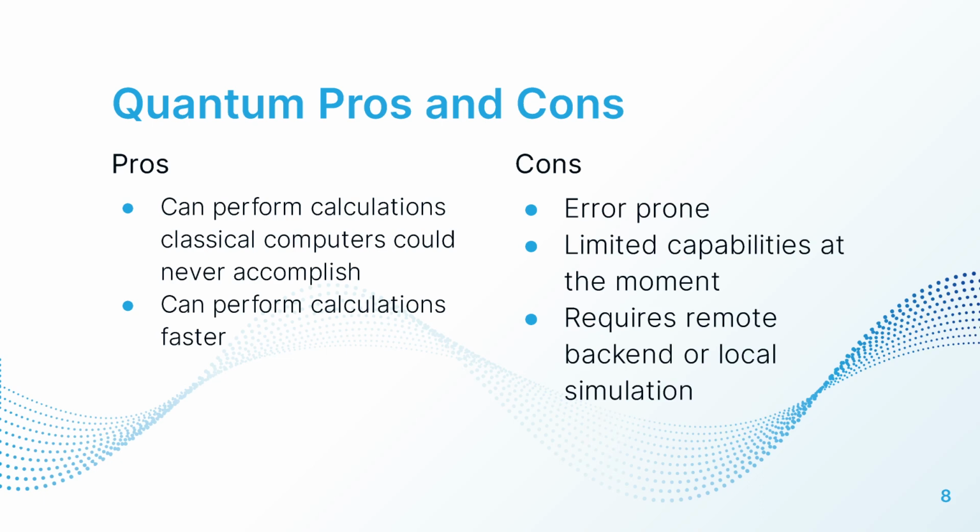Pros and cons of quantum computing as it stands today: you can perform complex calculations on a quantum machine that you couldn't on a traditional machine, such as Shor's algorithm. This allows for faster and better calculations in theory. However, quantum computers are error-prone due to noise. They have limited capabilities at the moment due to the number of qubits. And for average users like me, you require a remote backend or a local simulation.